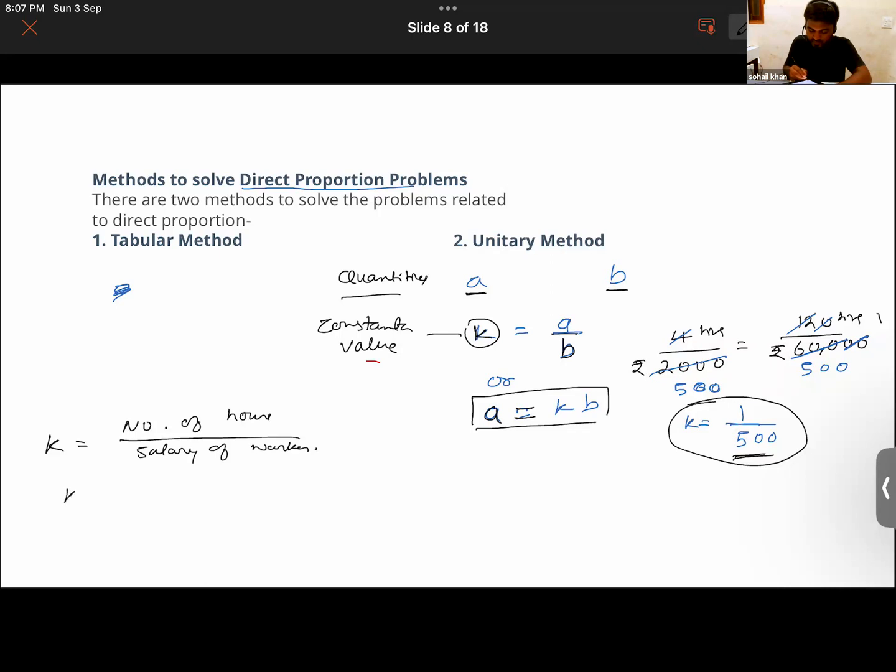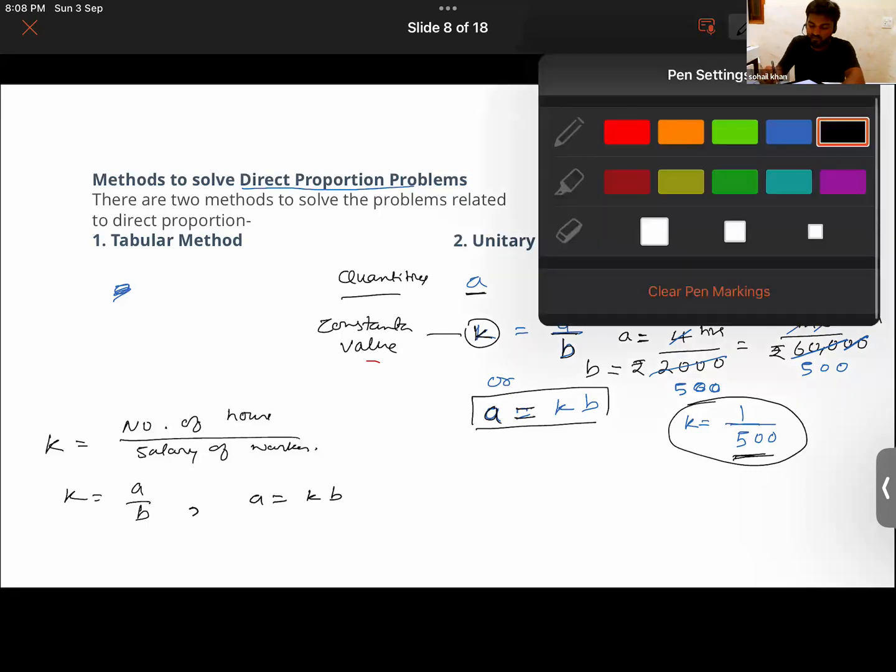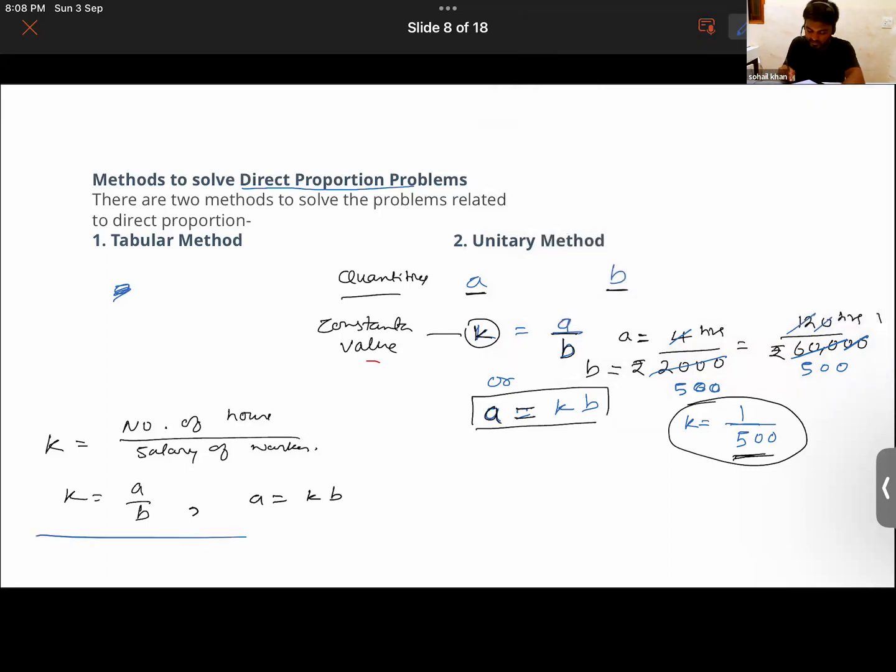If you assume the number of hours as A, let's assume 4 as A and this 2000 as B, can we not write it like this? K is equal to A upon B. So this relation can be used. Further, it can also be written like this: A equals K times B also. Using this relation, you can find the answer. Getting it now? It could have been found out very easily. So the alternate method would be like this.